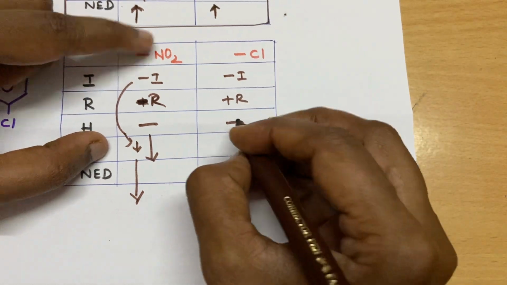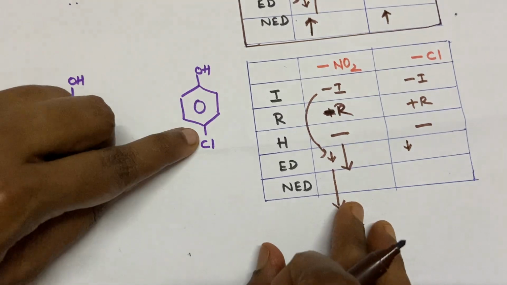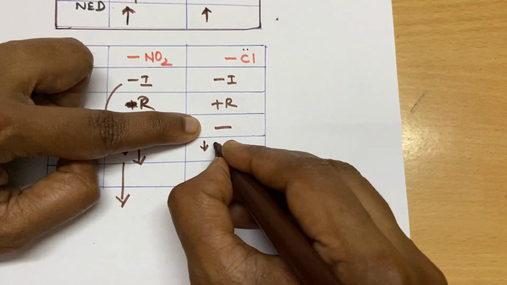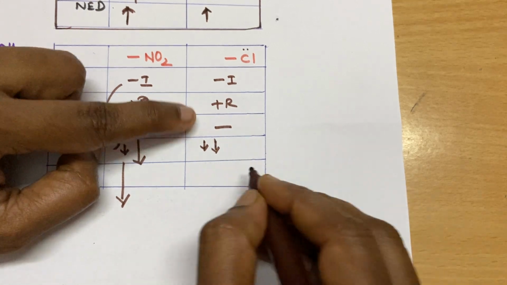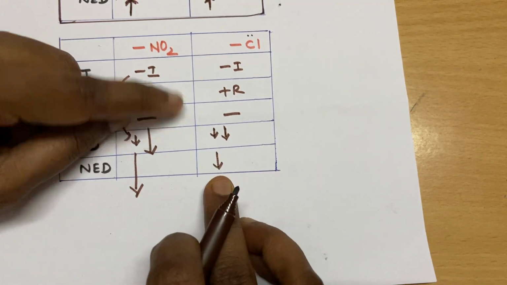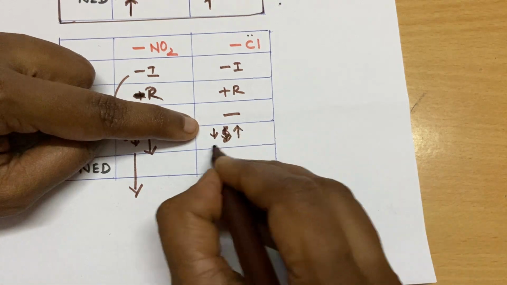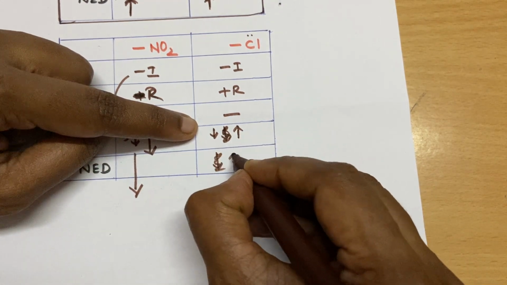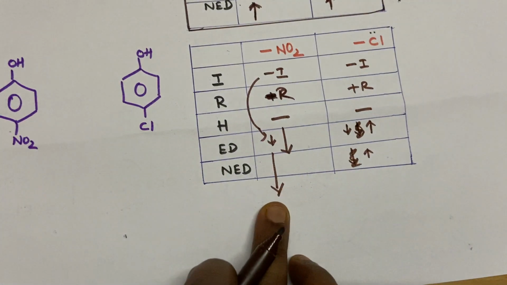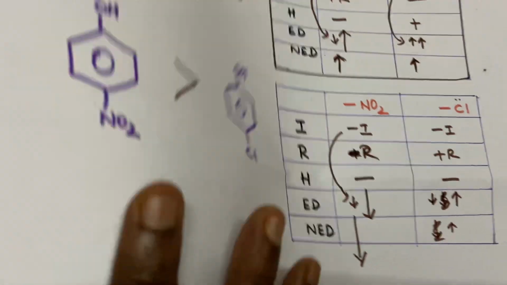Okay, so chlorine, minus I effect, very little, because it is 3 bond distance away. And plus R, even though it has lone pair, it will not donate more, due to its high electronegativity. This is plus R effect, it is going to donate. After cancelling out, it is going to give only a little bit. So it is going to decrease in electron density. So nitro is more acidic.